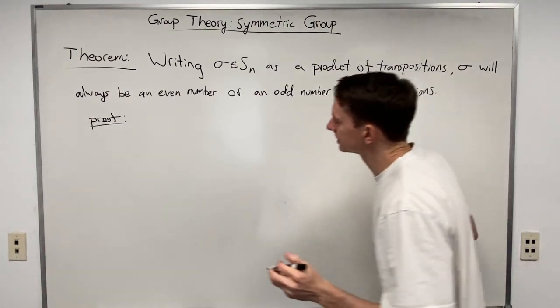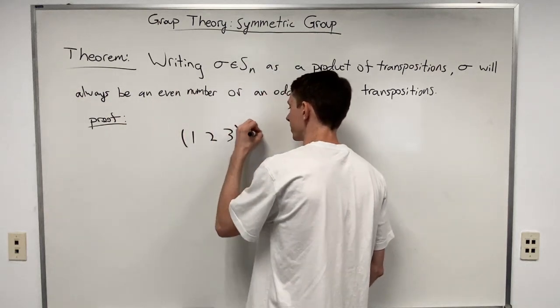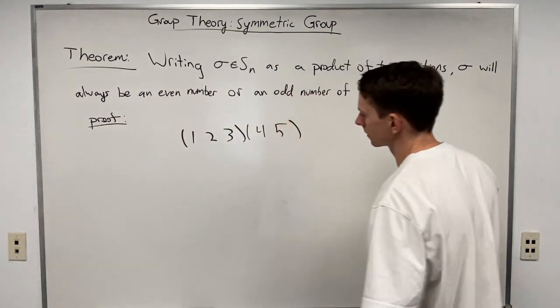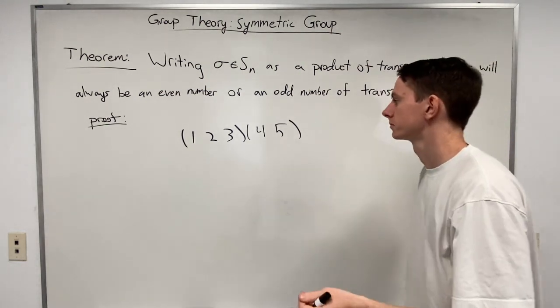What I'm trying to say is that, let's say we have the same example that we had at the beginning of the video. This (1 2 3 4 5) type of cycle.